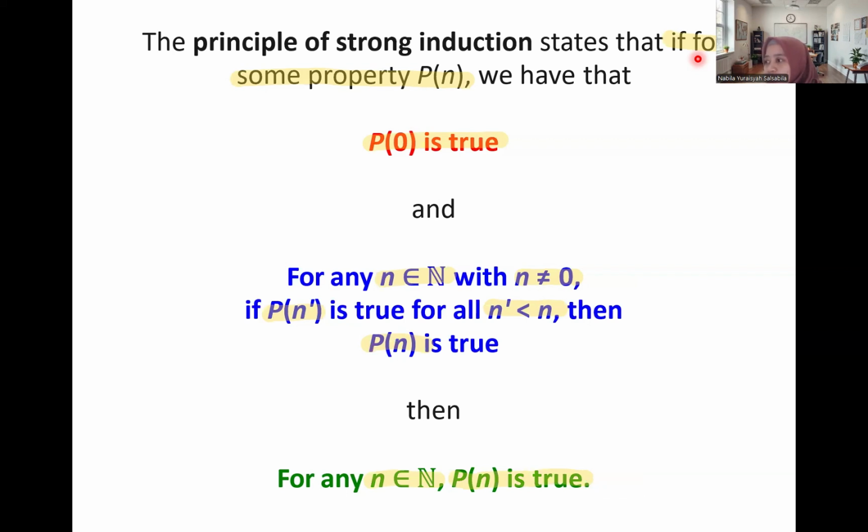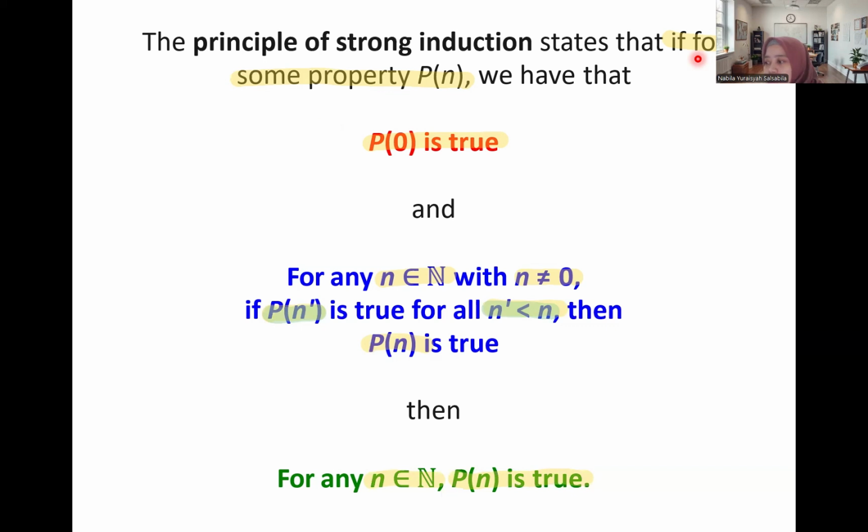So here the keyword is that n' is less than n. We want to prove that Pn' is also true, where this n' is less than n.